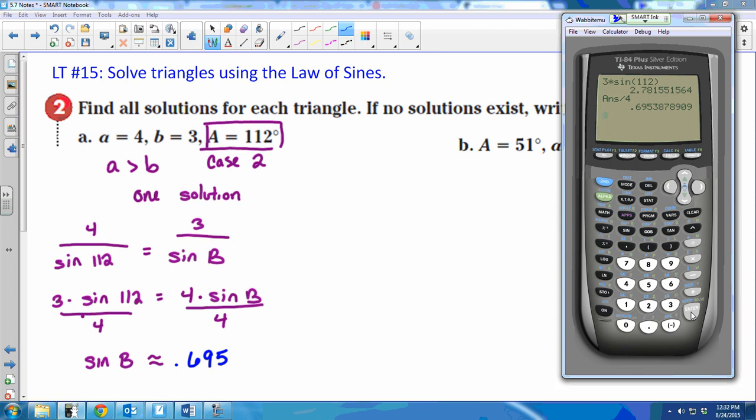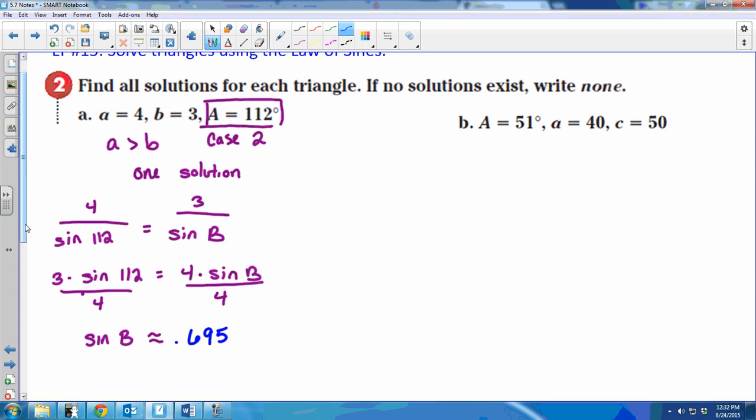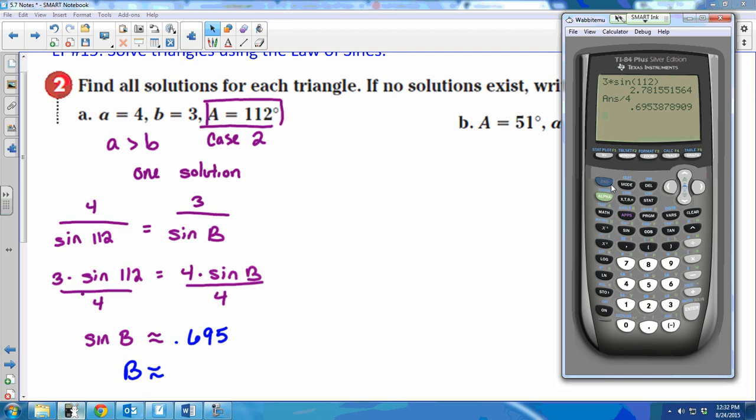All right. Now, this is not angle B. That's just the sine of angle B. So how do I figure out angle B? Arc sine. Use the inverse. So inverse sine of that is 44.1 degrees.